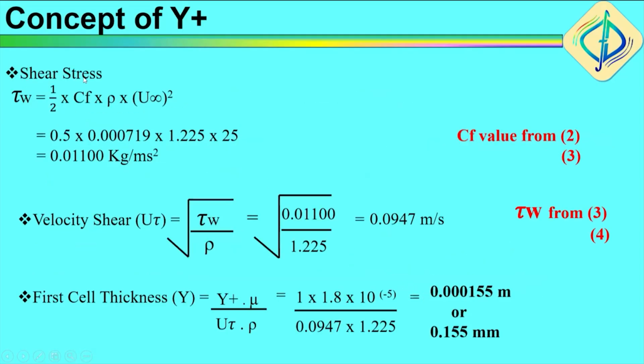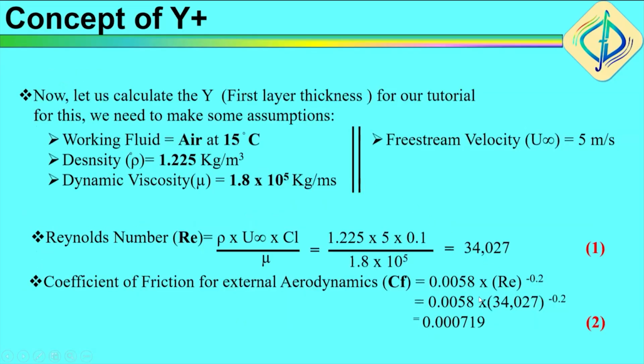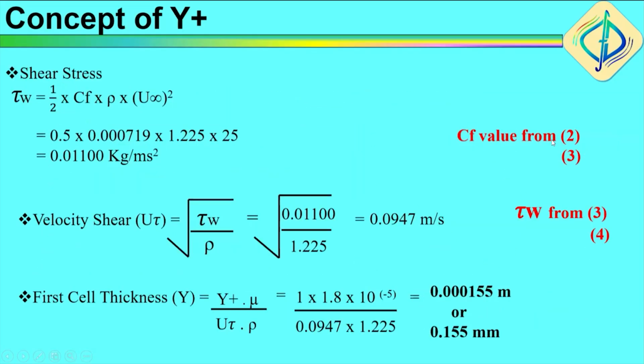Now we will be calculating the shear stress, denoted by tau W. You can calculate it by writing 1 by 2 into your CF value into density into free stream velocity square. So 1 by 2 can be written as the decimal 0.5. The CF value is 0.000719 that we have calculated here from equation 2.